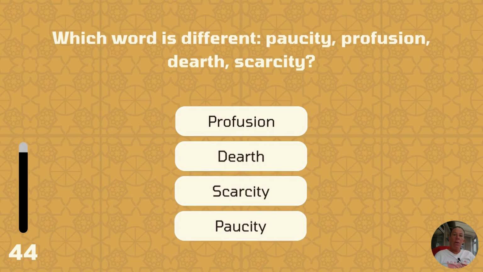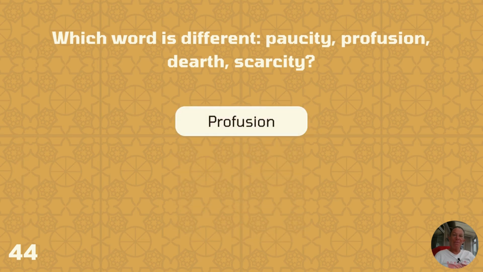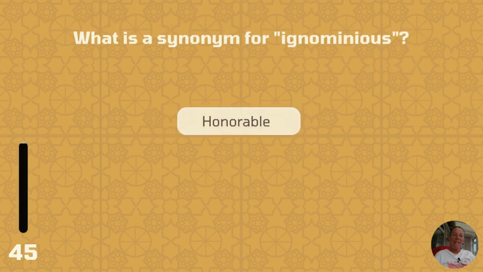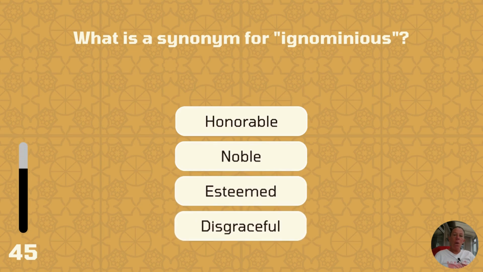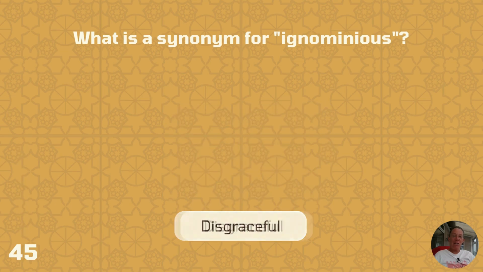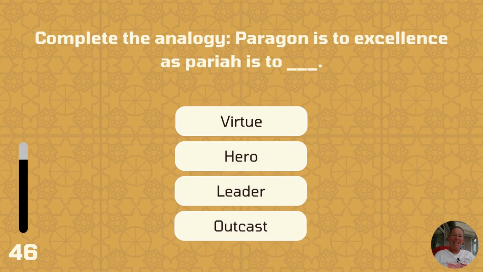Which word is different? Paucity, profusion, dearth, or scarcity? Profusion. What is a synonym for ignominious? Honourable, noble, esteemed, or disgraceful? Ignominious, disgraceful. Complete the analogy. Paragon is to excellence, as pariah is to virtue, hero, leader, or outcast. Outcast.